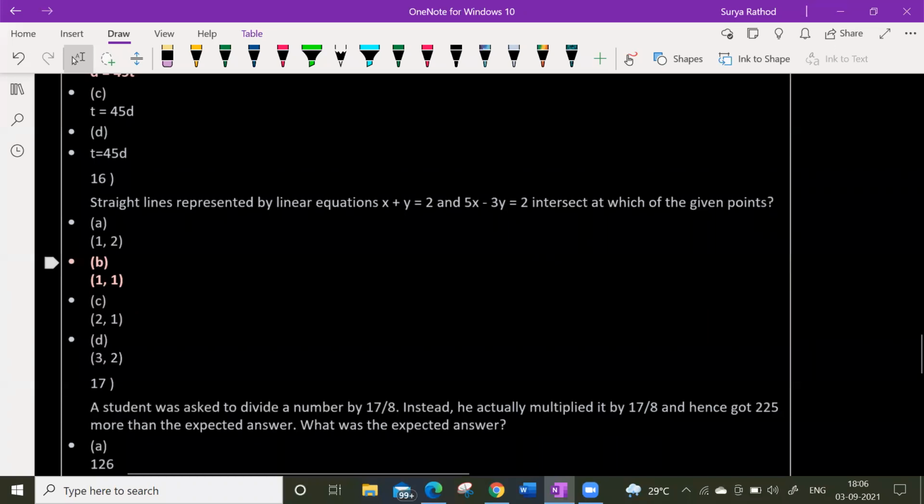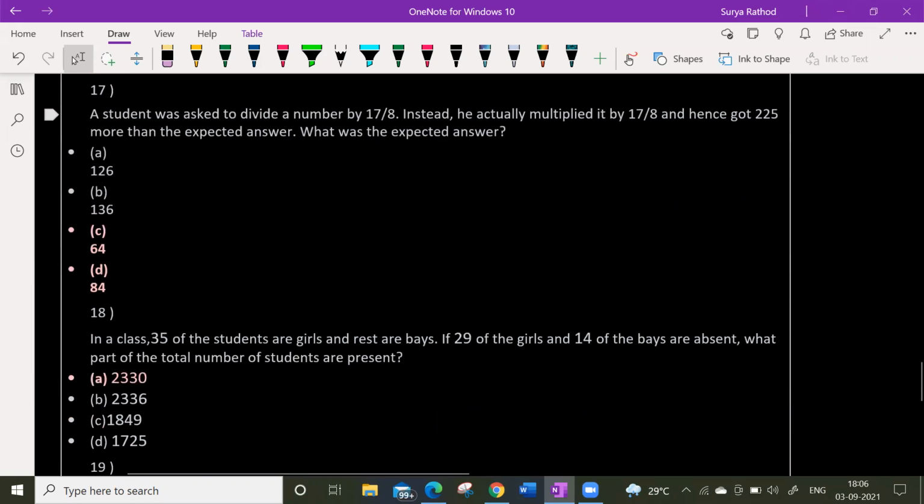Straight lines represented by the linear equations intersect at the point. That is simple. Why? Substitute and you will get it. Okay. Next, the 17th one.